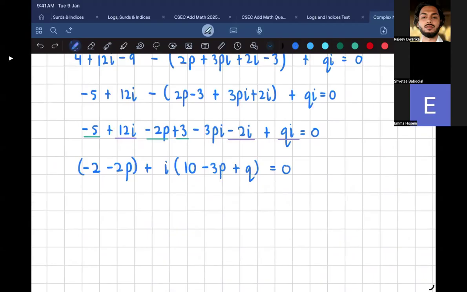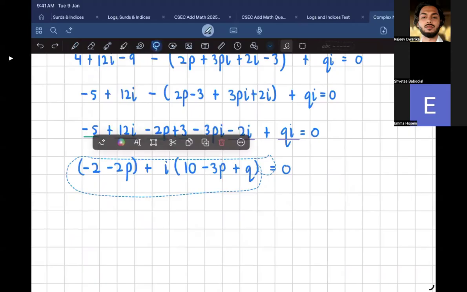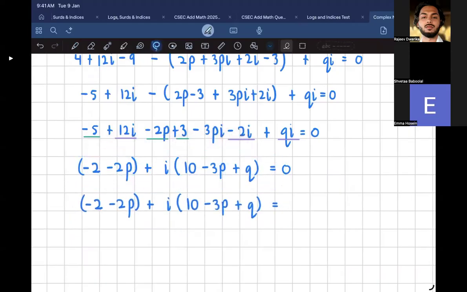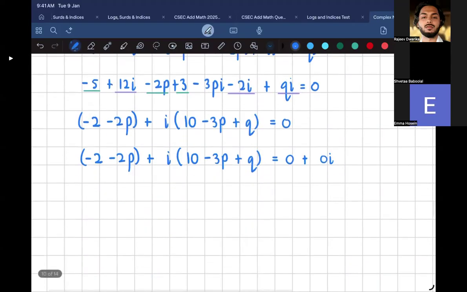So what would that mean for the real and the imaginary parts? If it's just 0, what would that mean? Both have to be equal to 0. Right, and I could write that as 0 plus 0i. So if that is the case, we're going to equate the real and the imaginary parts.